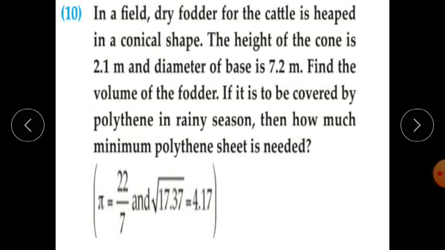Now question number 10. In a field, dry fodder for the cattle is heaped in a conical shape. The height of the cone is 2.1 meter and diameter of base is 7.2 meter. Find the volume of the fodder. If it is to be covered by polythene in rainy season, then how much minimum polythene sheet is needed?